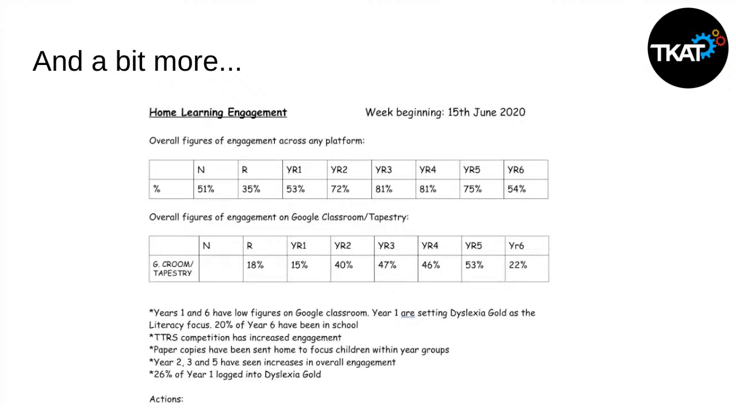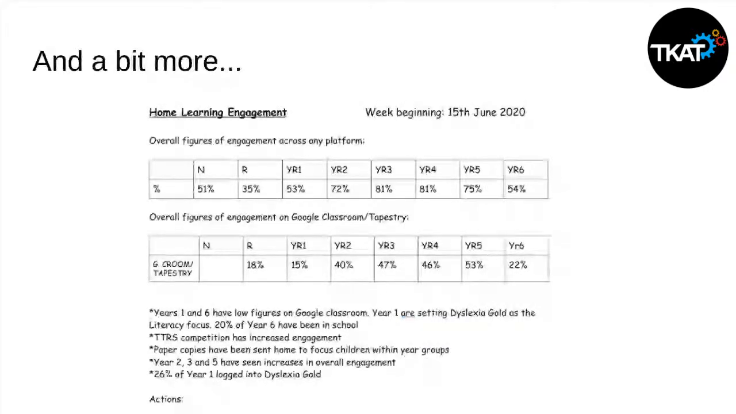It also helps us. We, for example, noticed that there was a bit of a dip with children accessing Times Table Rockstar. Because of that, the Times Table Rockstar lead started a competition between the children, and we noticed a massive increase of the children accessing it. So that was a really great win, and it's just another way of tracking what we're doing.